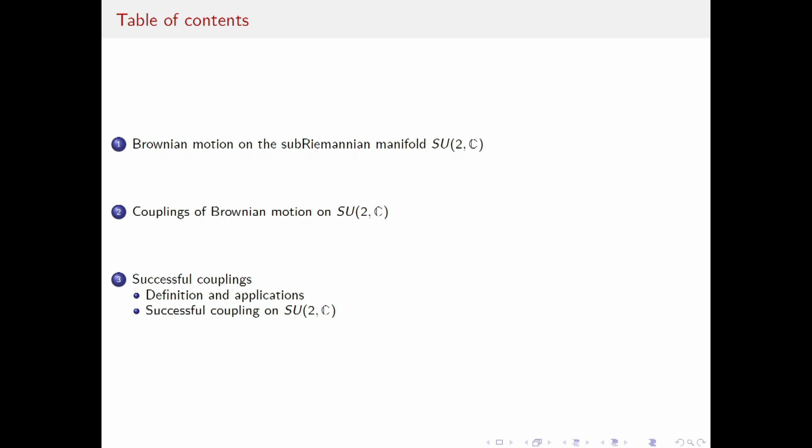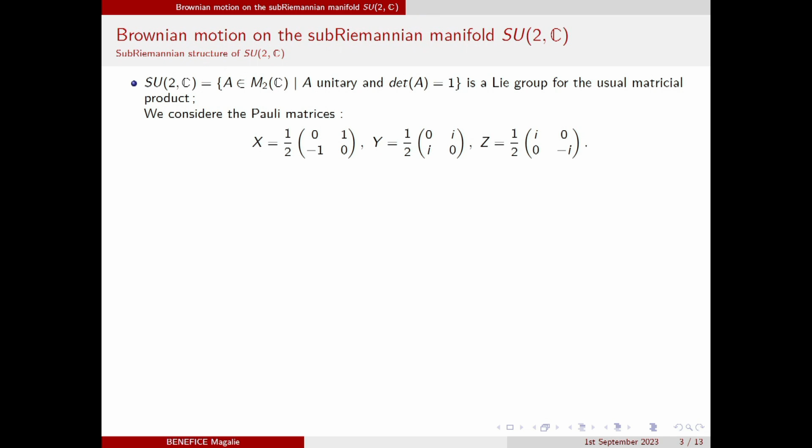And then we'll give some examples, and then I will talk about successful coupling, which is a sort of coupling, what it can give to analysis, geometry, even other kinds of probability, more mathematical fields than very applied ones, but what it can give, and which successful couplings we can find in SU(2), which are the main results of the paper. So first, what about SU(2)?